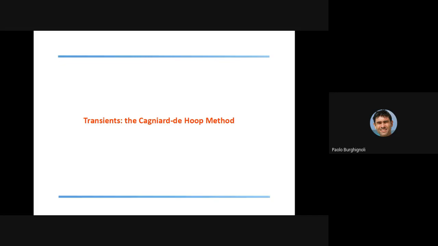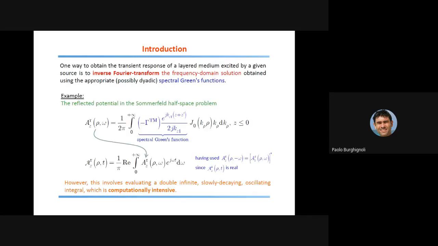The Cagniard-de Hoop method takes its name from Cagniard, a scientist who derived it in the 30s of last century. But actually, Cagniard himself credits Carson for having had the first idea of the method. And Carson, in turn, credits someone else, so it's not clear who was the first to invent the method. For sure, Adrianus de Hoop perfected it in the 50s and 60s of last century, so we now know the method under this name, Cagniard-de Hoop.